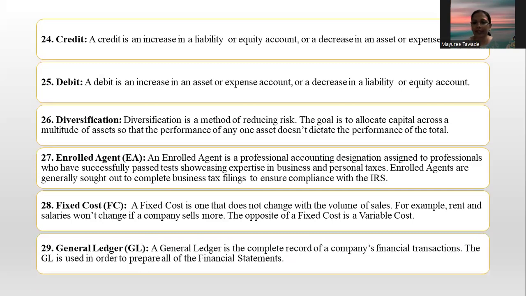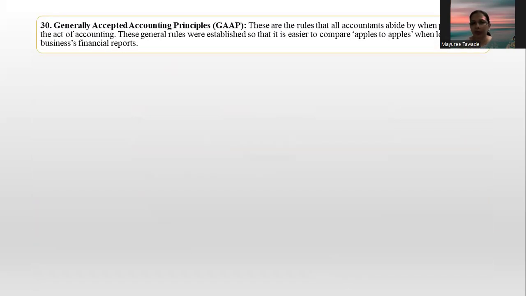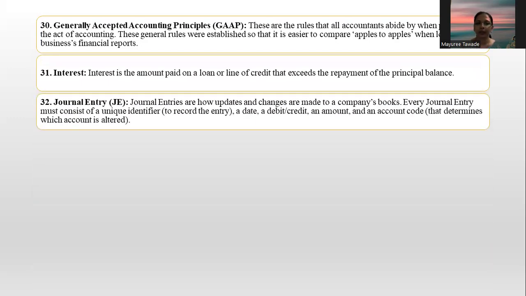General ledger, it is basically a ledger which is created after journalizing the transactions. So that is what is said as general ledger. Generally accepted accounting principles, we have already seen what they are. These general rules were established so that it is easier to understand apple to apple when business financial reports are produced. Interest is the amount paid on a loan or line of credit that exceeds the repayment of the principal balance. And then journal entries.